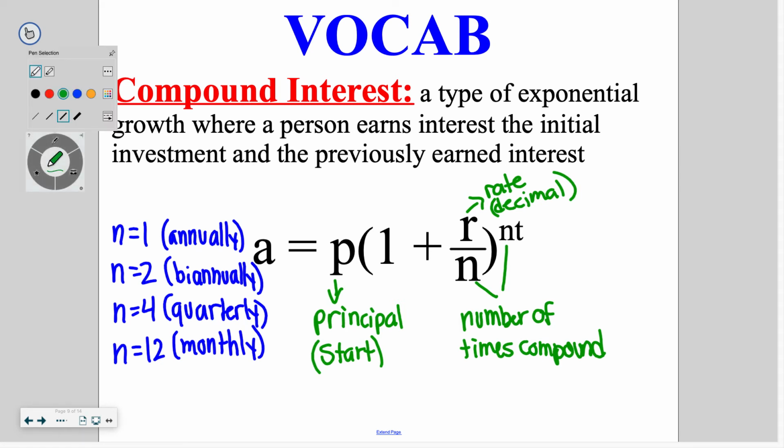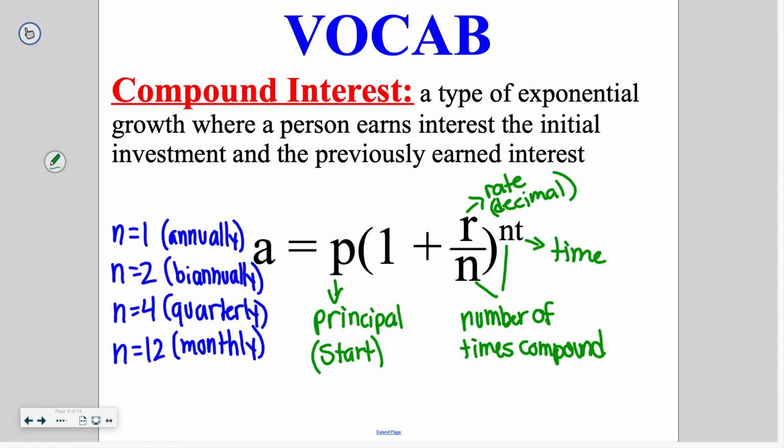And then that T still stands for time. In this case, because we are talking about something that is compounded every year, your time value must be in years. It has to have a label of years on it. If it doesn't, you're going to have to convert it into whatever amount of time that fraction of the year is.